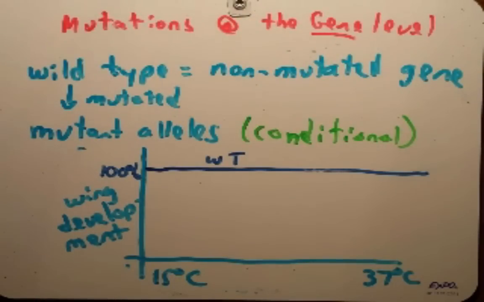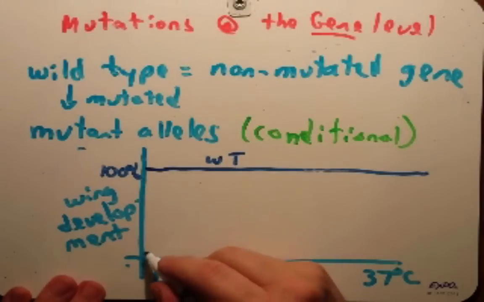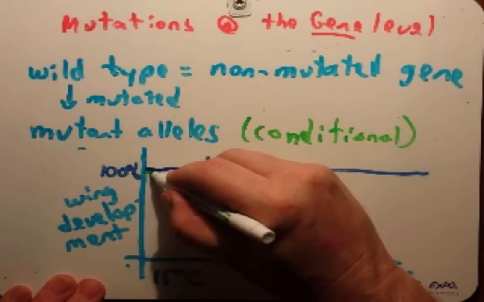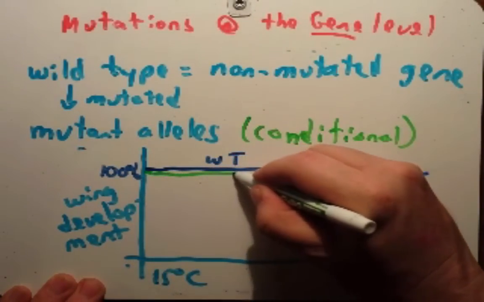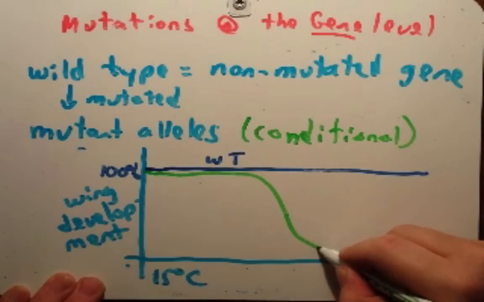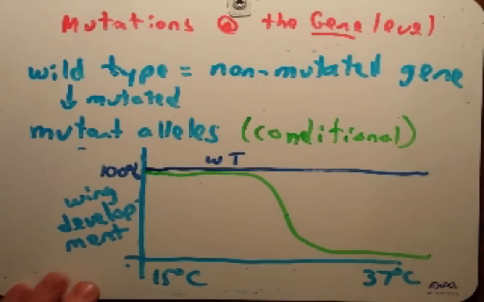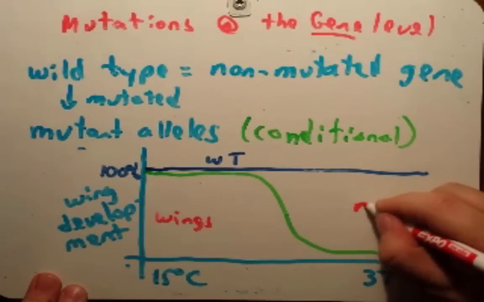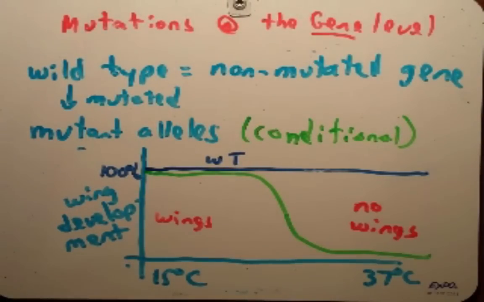However, when a mutation has occurred, a mutant allele will be like this. At a low temperature, it'll form a wing, and as the temperature increases, wing development goes down and you have no wings. So over here we have wings, and over here's no wings. So when the embryo is developed at 15 degrees Celsius, you form wings. At a higher temperature, as the embryo develops, no wings.